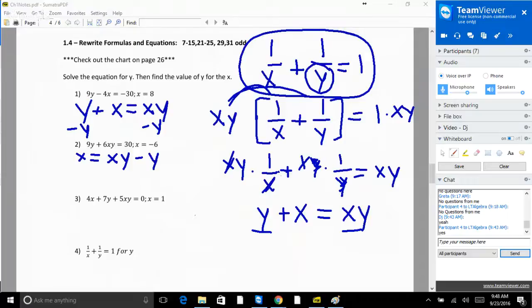So how am I going to get this y alone? Well, I'm going to pull out the y's again. So if I pull a y out of xy, I'm left with x. And if I pull a y out of just y, I'm left with 1 times y. Okay, so this is like our two problems before. I have x minus 1 in parentheses times.